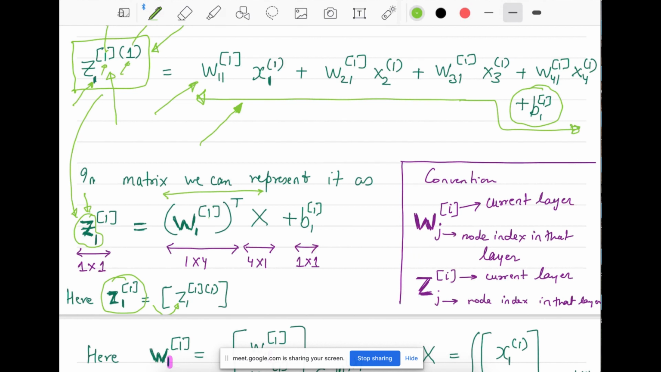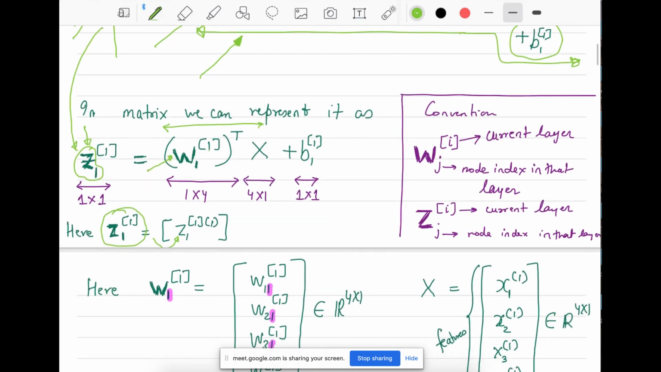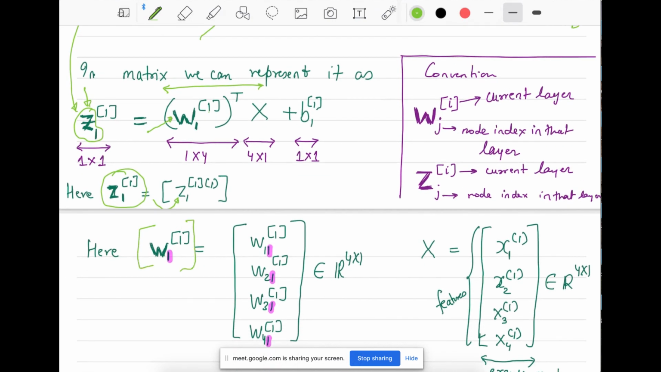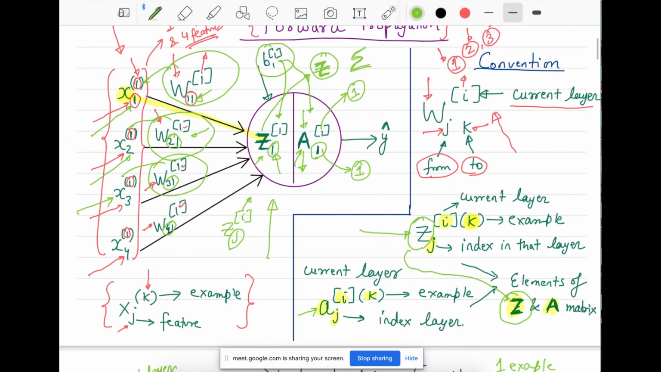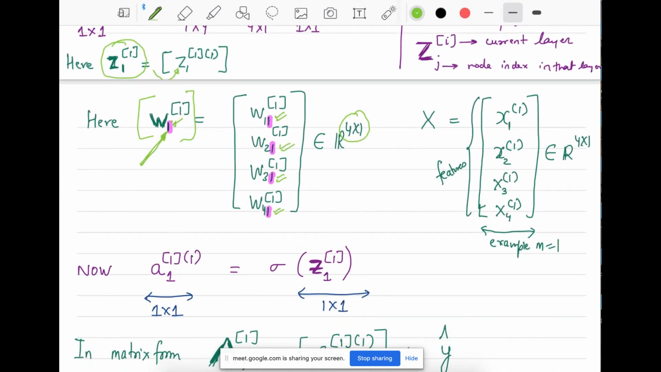Let's see what W11, the one which I am discussing here, is. This W11 is nothing but a matrix of dimension 4 cross 1, and it's represented like this. This one which I am focusing on is a very important thing. Since you are writing 1 here, that means you are at that particular node. So here you have the first node of the first layer. That's why all these are 1. So all these are 1 here. So this W11 is a 4 cross 1 vector.